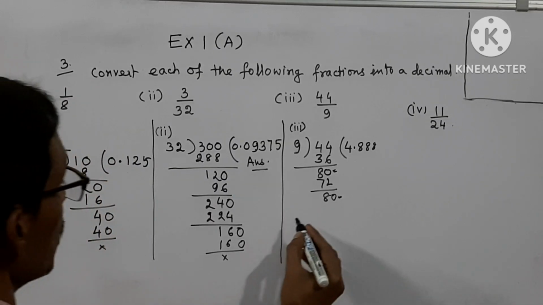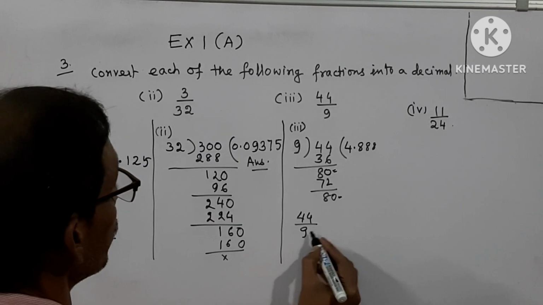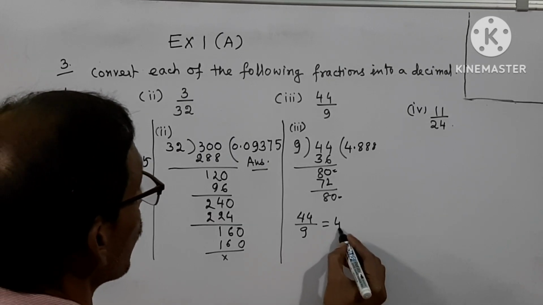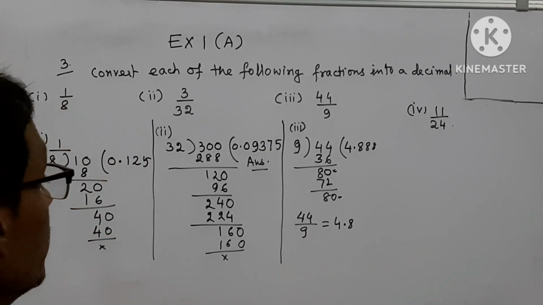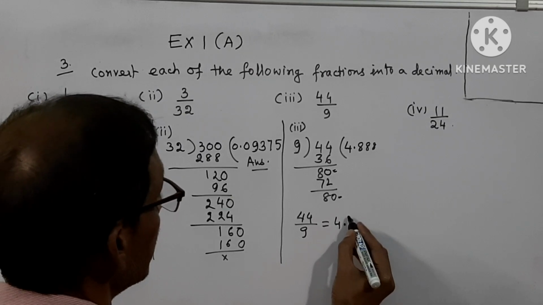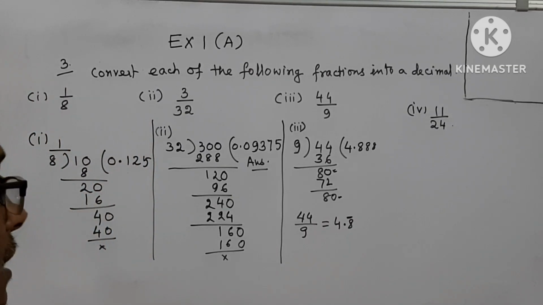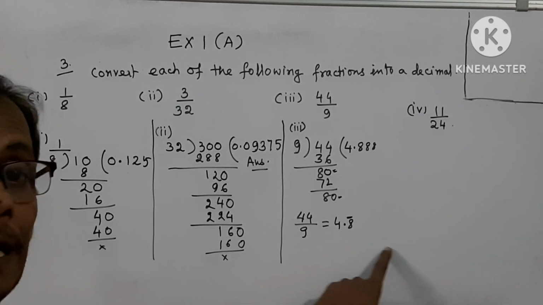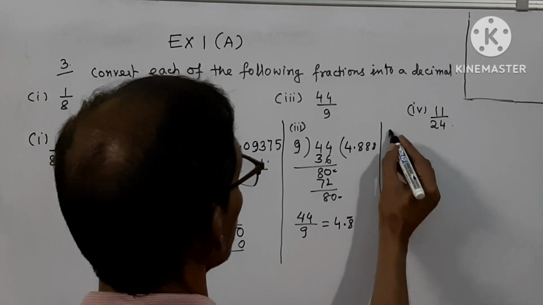So you could see 44 by 9 is equal to 4.8888. So this is repeating. So the 8 is getting repeated, so on the 8 you have to put a bar. That means 4.888 infinite times.